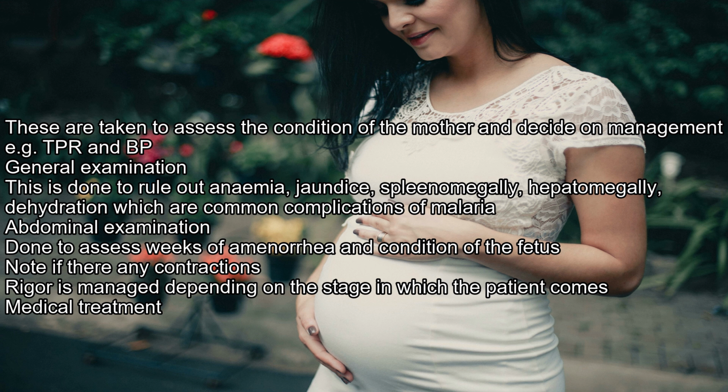General examination. This is done to rule out anemia, jaundice, splenomegaly, hepatomegaly, dehydration, which are common complications of malaria. Abdominal examination. Done to assess weeks of amenorrhea and condition of the fetus. Note if there are any contractions. Rigor is managed depending on the stage in which the patient comes.